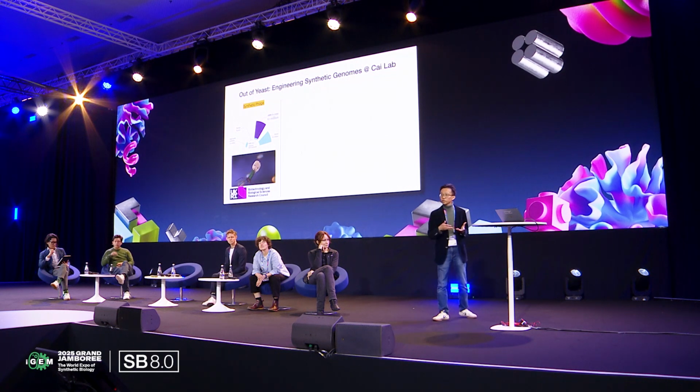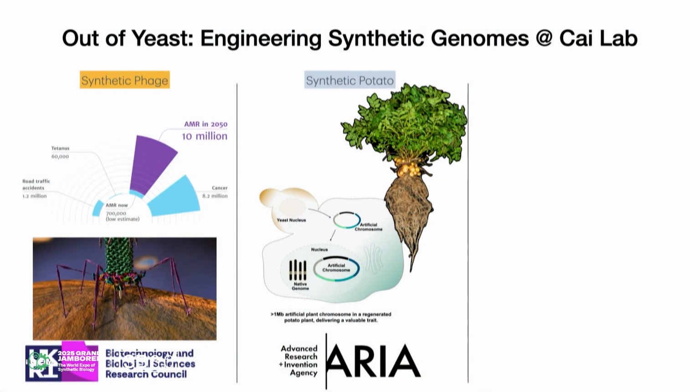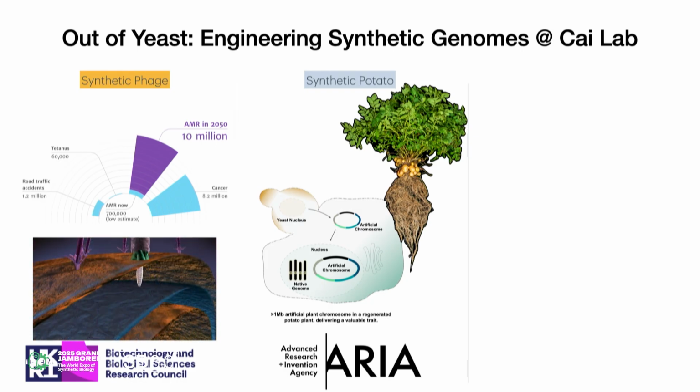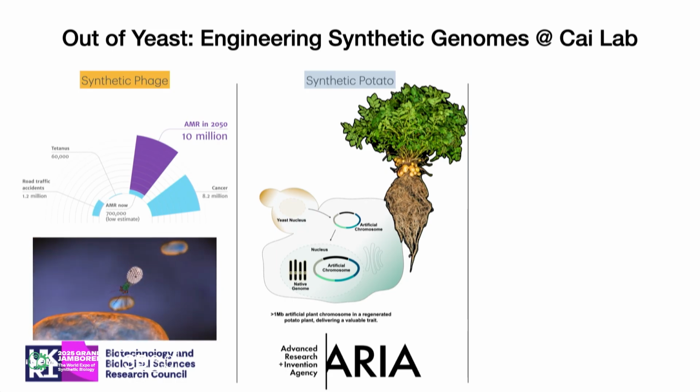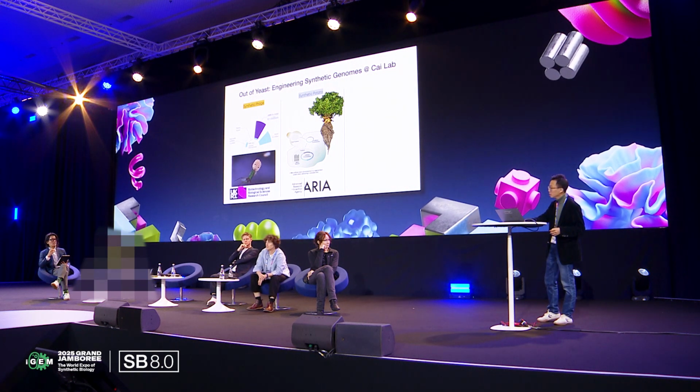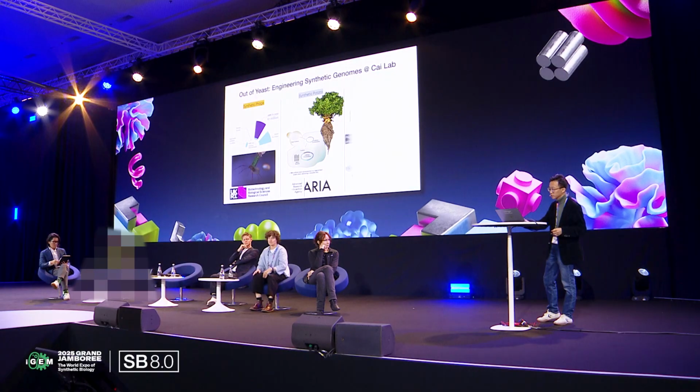So we look at phage because they naturally attack bacteria. So we are able to pick and choose modules from different phage and put them together to build new therapeutics. We just got started with a new ARIA project, and this really allows us to think about, can we engineer plants, in particular potatoes? And so the idea is, can we build a synthetic chromosome, put that into potatoes, so we can plug and play different traits? And this is to address some of the climate challenges for crops.